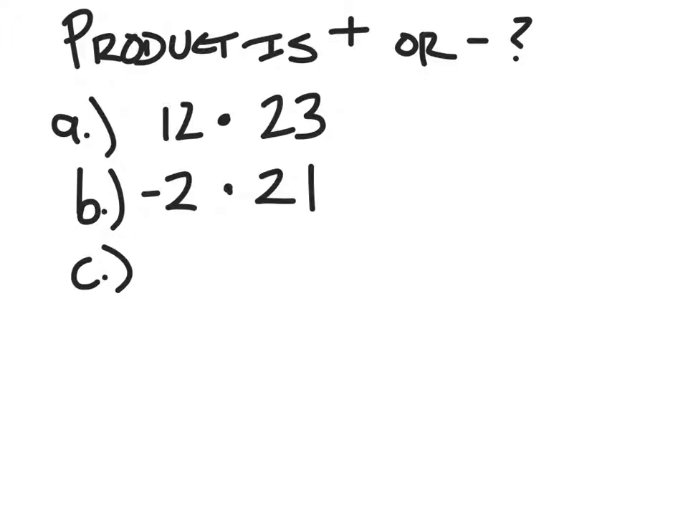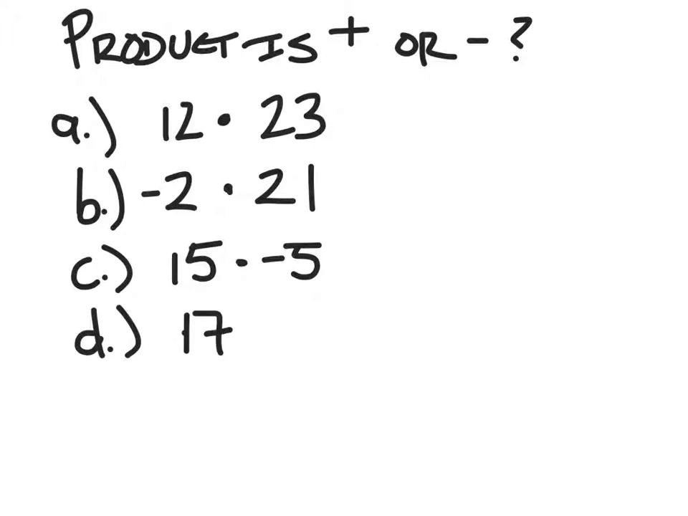C, 15 and negative 5. Okay, if I multiply these two together, the answer will be a negative. Good. All right, give me another couple numbers. We just used those numbers. 17 and 24. We haven't used that one. All right, let's make both these negative. The answer to this one is a positive.